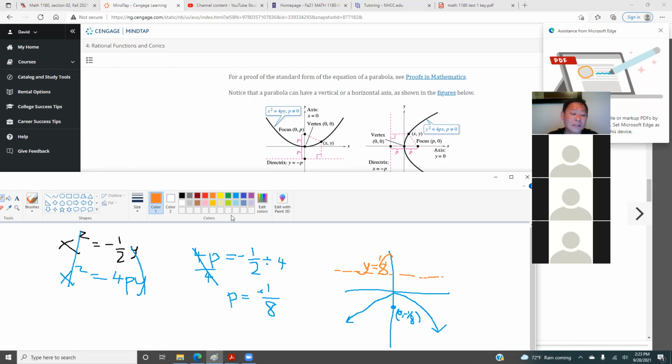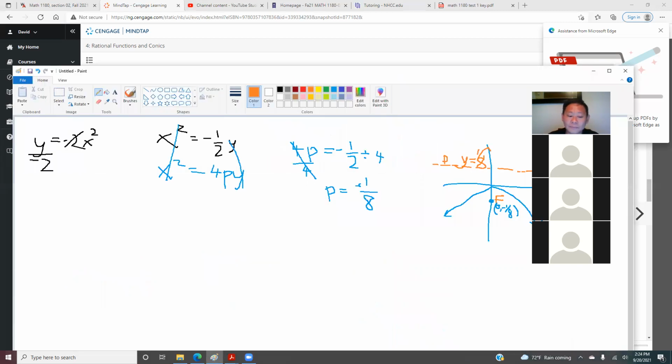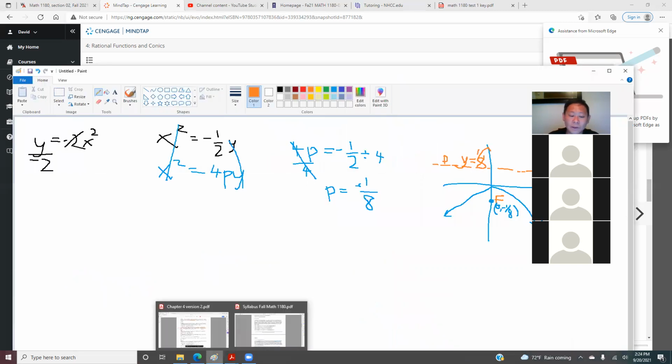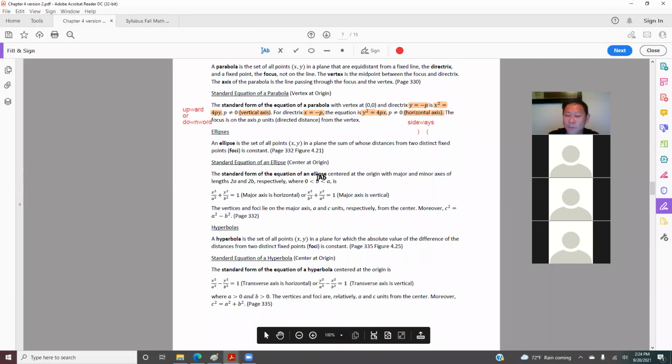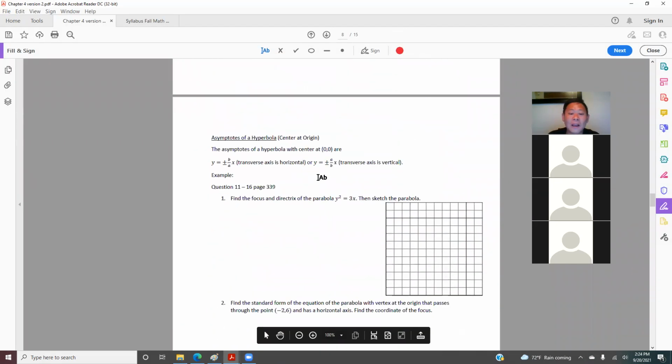Usually they will ask you to draw the picture and then figure out what p is, and this is how you do it. This is your focus point, and this is your directrix. You guys all right here? Questions with this? So let's do another example. We'll consider the parabola first, and then we'll do the rest of it.